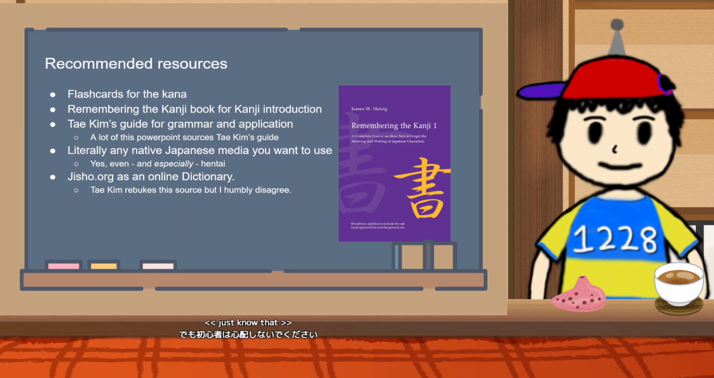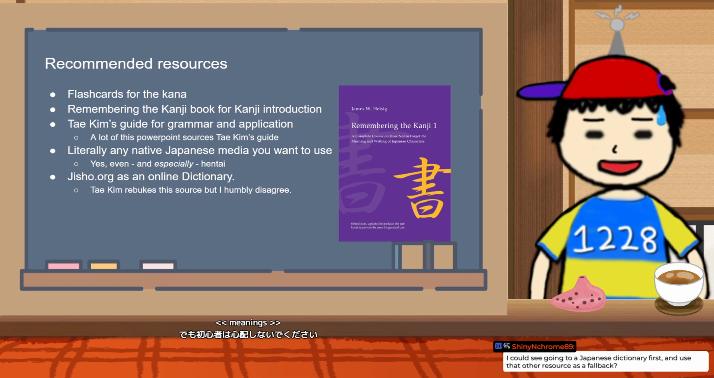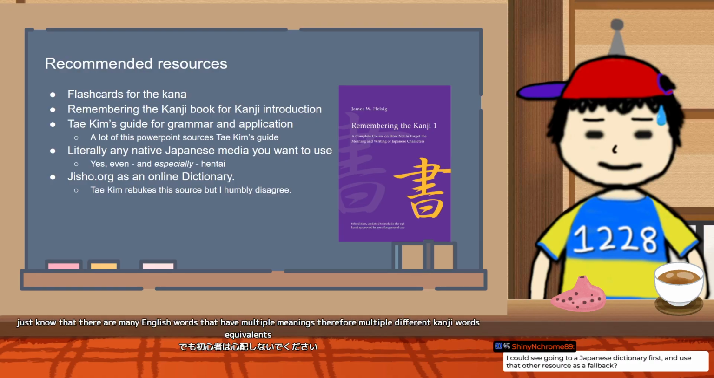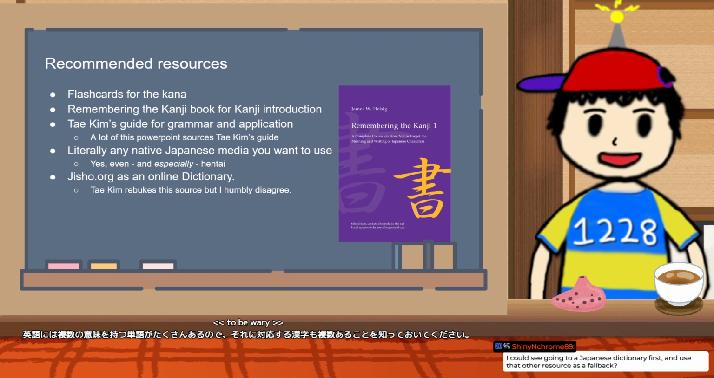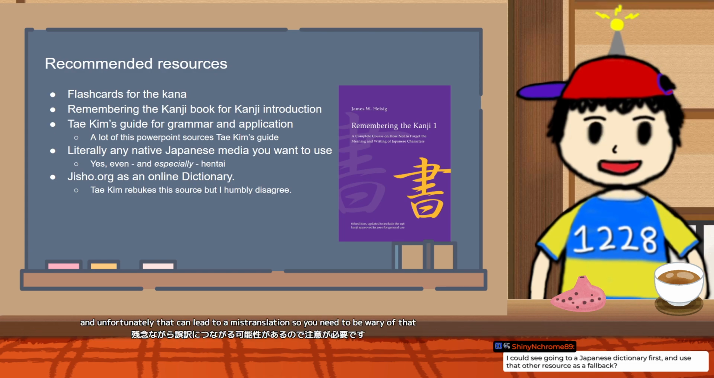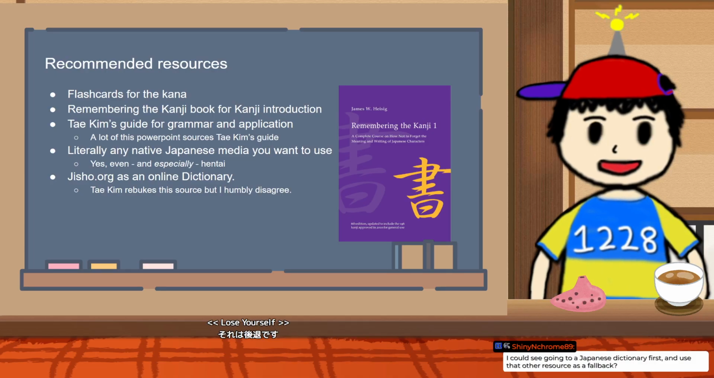Just know that there are many English words that have multiple meanings, therefore multiple different kanji words equivalents, and unfortunately that can lead to a mistranslation. So you need to be wary of that. I could see going to a Japanese dictionary first and using that other resource as a fallback. That is a fantastic idea. Just don't lose yourself in all your resources.